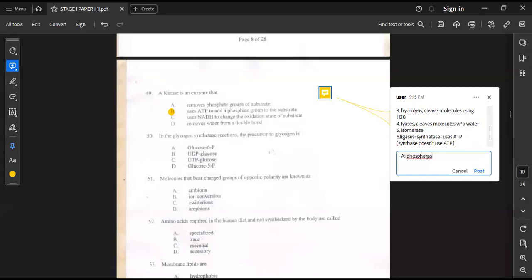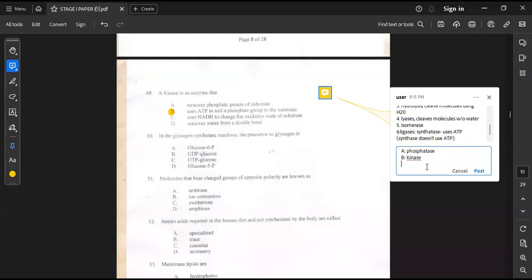Looking at this, I would put a phosphatase, which removes a phosphate group, under the transferases because it will transfer it to another place. Then the use of ATP to add a phosphate group will still be under the transferases. But the use of NADH to change the oxidation state will be number 1. And then removing water from a double bond will be under hydrolases.